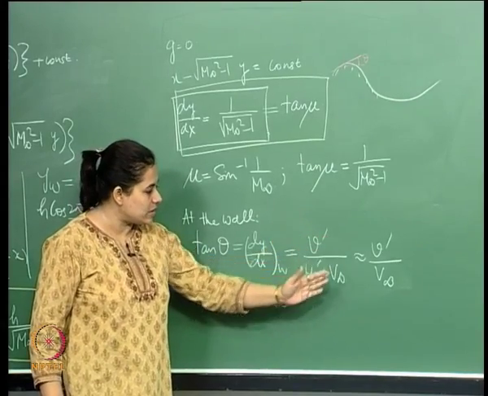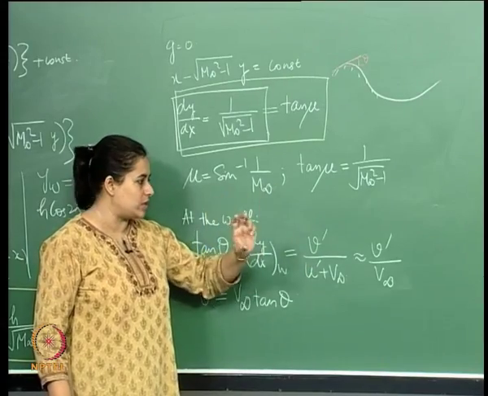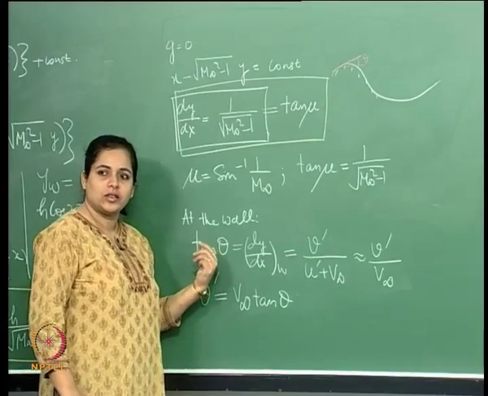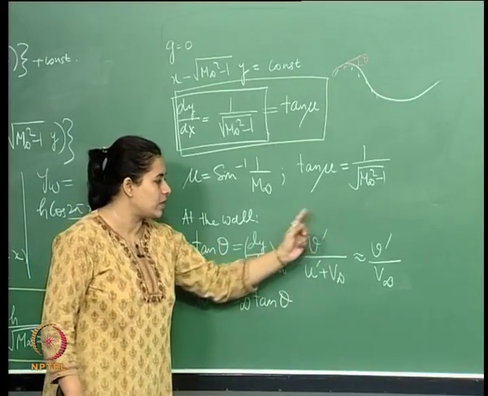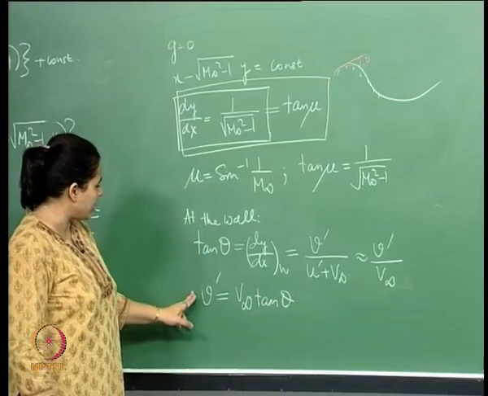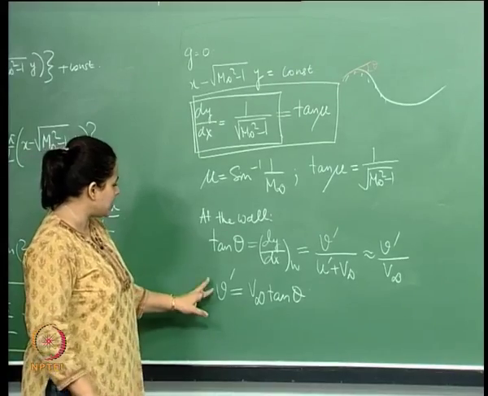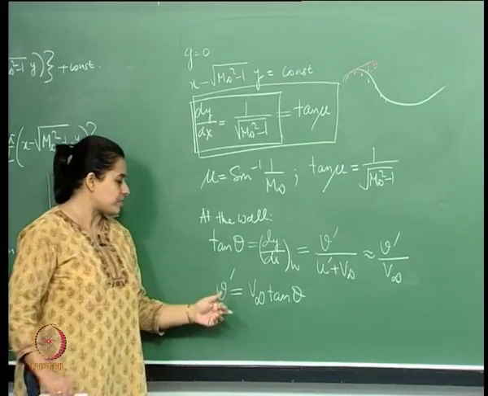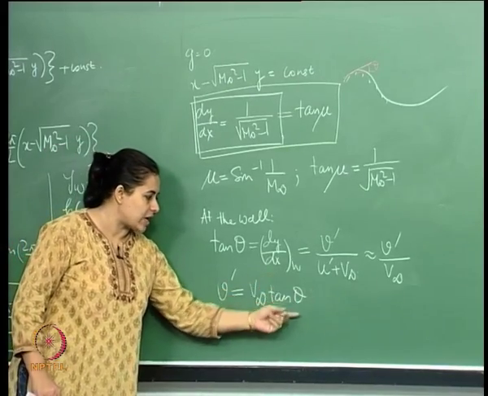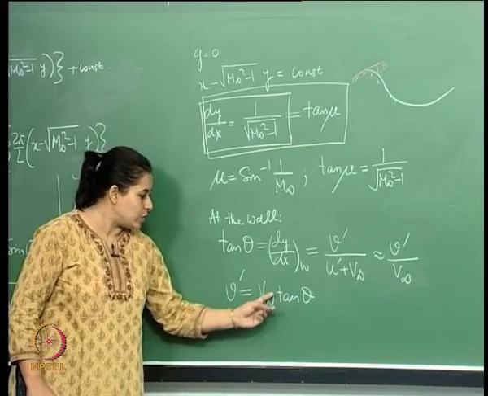And since the velocity vector is tangent to the wall itself, we are able to connect the physical slope to the direction of the velocity. Okay, and so therefore I can write that, what we are basically trying to do here is that this is the perturbed velocity component in the y direction, and we are connecting that to the physical slope at the wall, which is this.